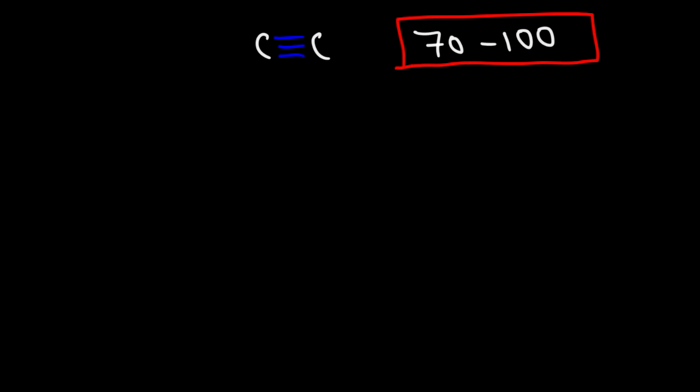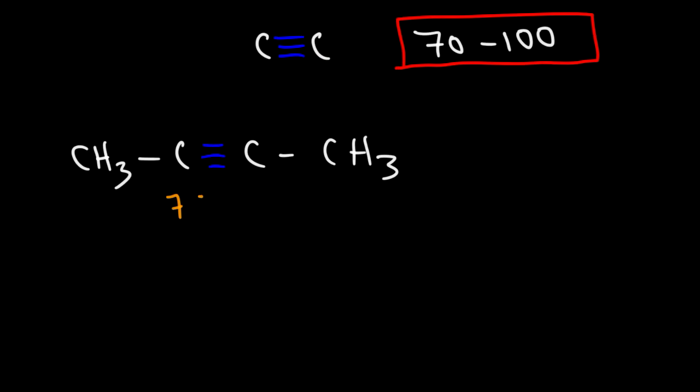Now let's work on some examples. Actually, I'm going to draw this out. So here we have 2-butyne, and due to the symmetry of this molecule, there's going to be 2 signals. It turns out that the signal for the carbon atom that's part of the triple bond is 75. But what do you think the signal is going to be for the methyl group?